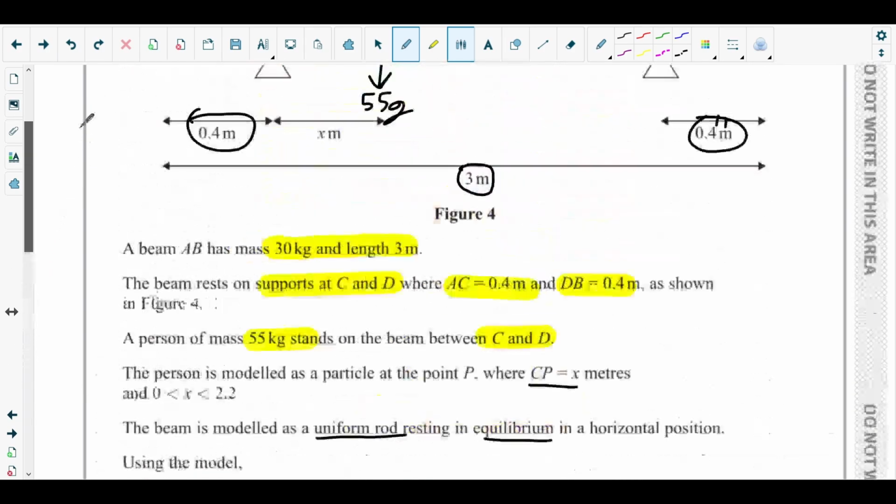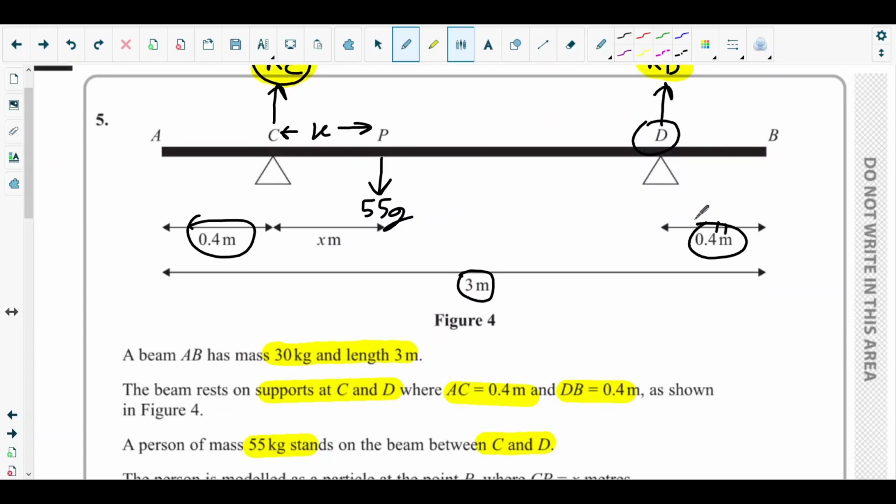1.4 for this one, and the second one is for that one, and x is for point P, this one. That's it. And again, there is another one here that I didn't show you in the diagram. It is basically the weight of the beam, right?